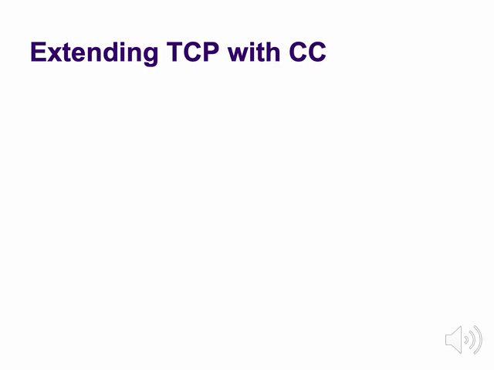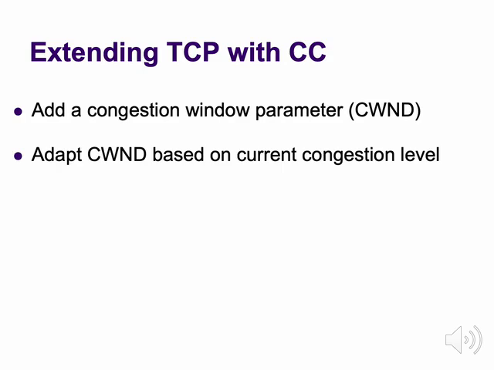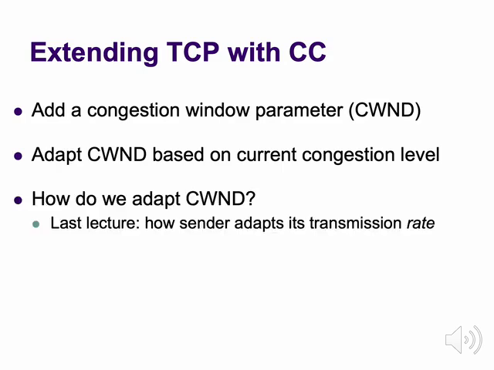Moving forward, what we're going to be looking at is how we extend TCP and that sliding window design in order to incorporate congestion control. And so step 1, as we've mentioned, is we add a parameter that we call the congestion window or cwnd. And beyond that, the general idea is going to be that we adapt cwnd based on the current congestion level. And how should we adapt cwnd?